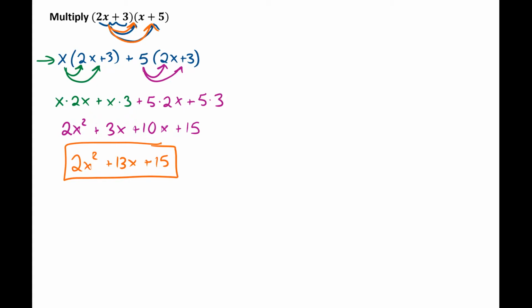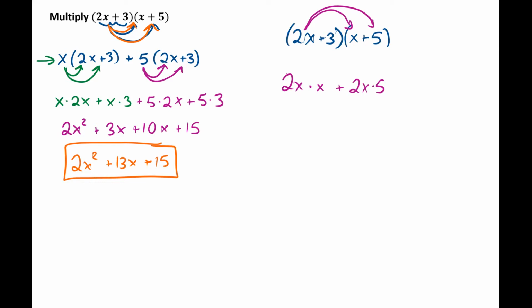The quicker way to do it though, and let me rewrite it here, 2x plus 3 times x plus 5, is to understand how, in the end, you must take each term in this first binomial and multiply it by each term in the second one. So it boils down to 2x times x plus 2x times 5. And then you got to take the 3 and distribute it to each one. So plus 3 times x, and then plus 3 times 5.